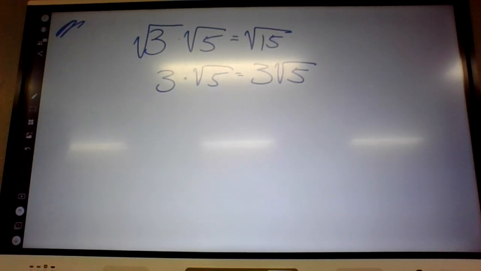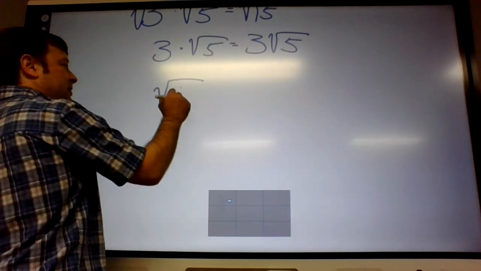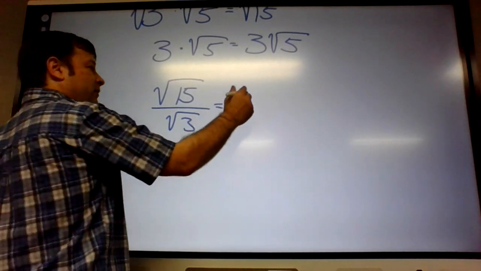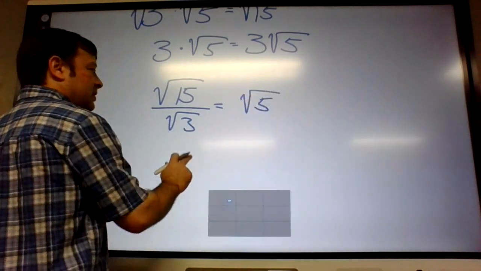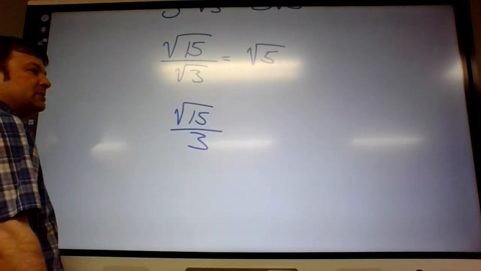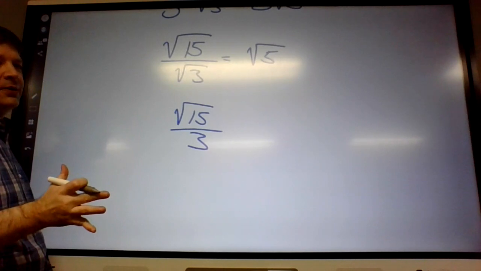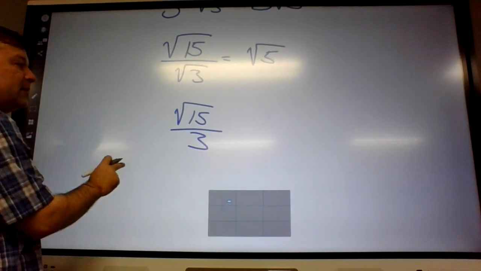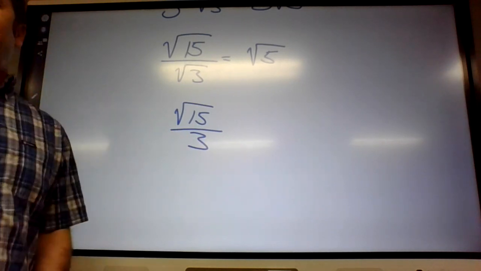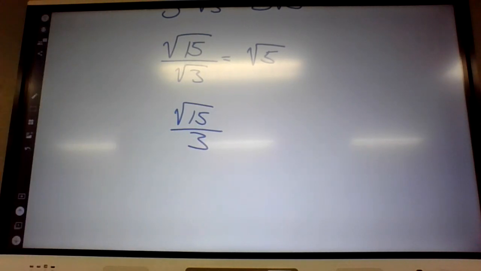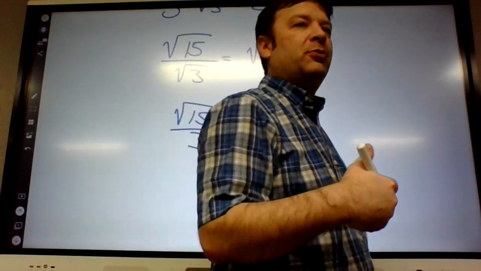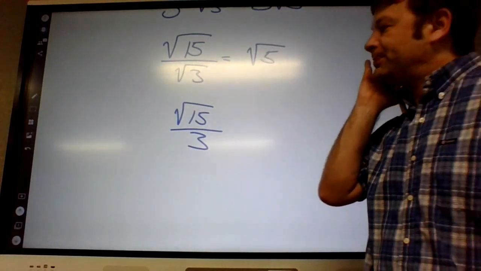Guess what the square root of 15 divided by the square root of 3 is? Square root of 5. Okay, guess what the square root of 15 divided by normal 3 is? 5. Does not simplify. So this works, this doesn't. You can multiply and divide square roots with square roots, or cubed roots with cubed roots, or normal numbers with normal numbers, but they don't really mix with multiply and divide.